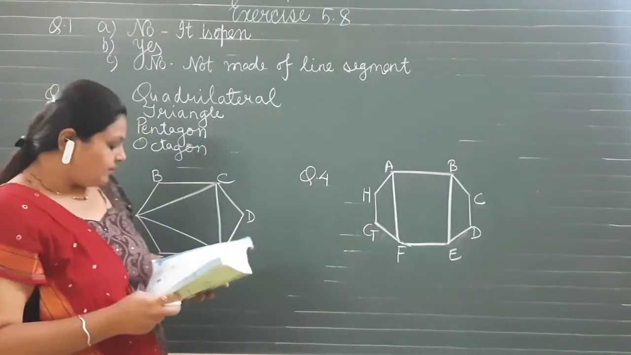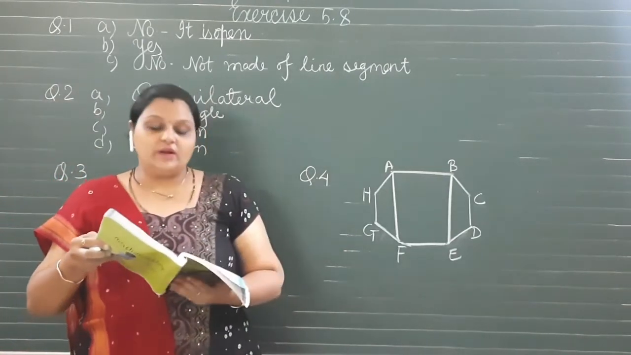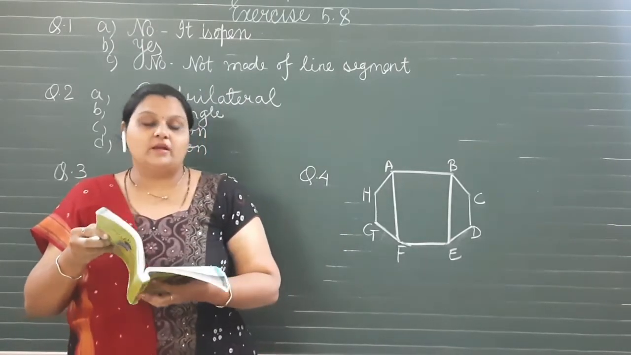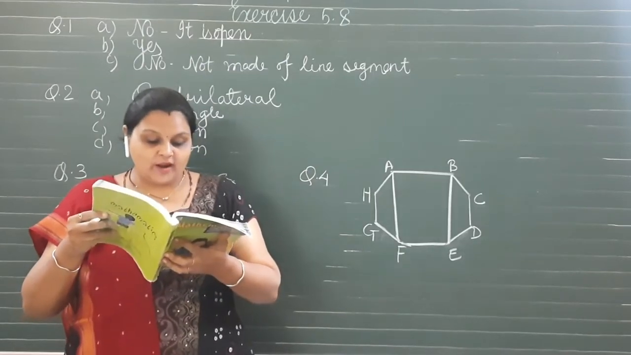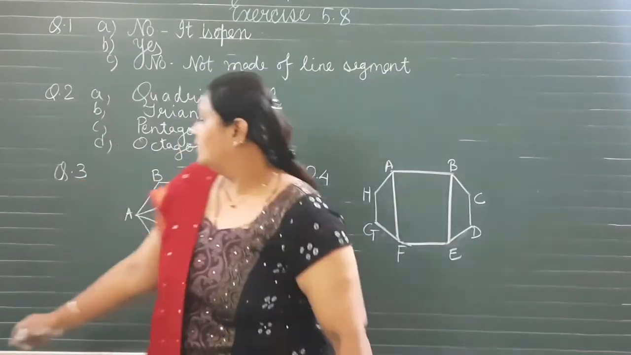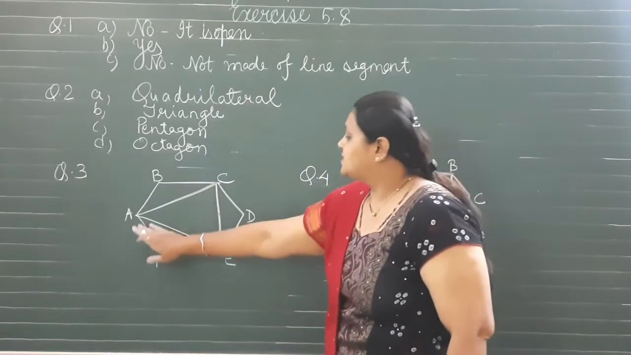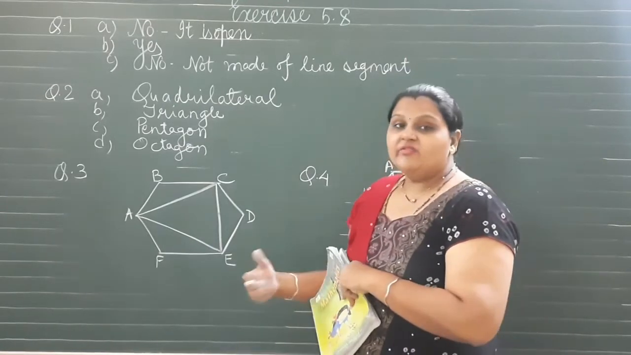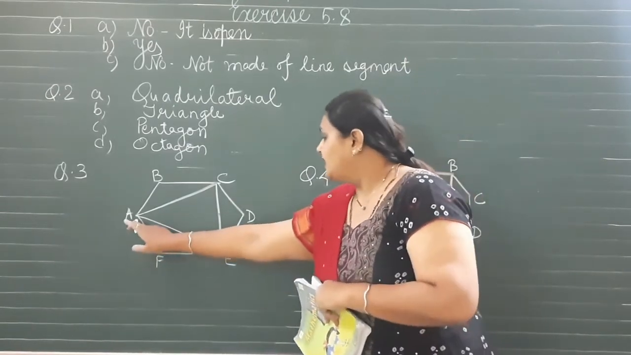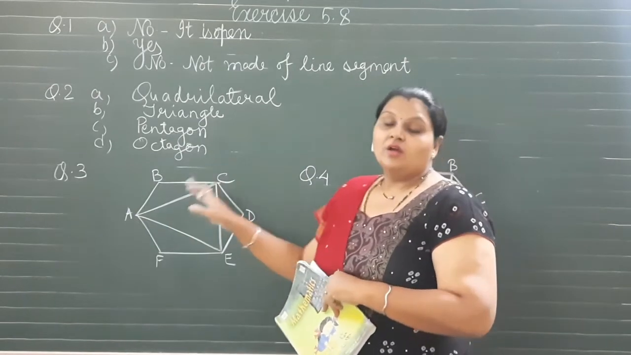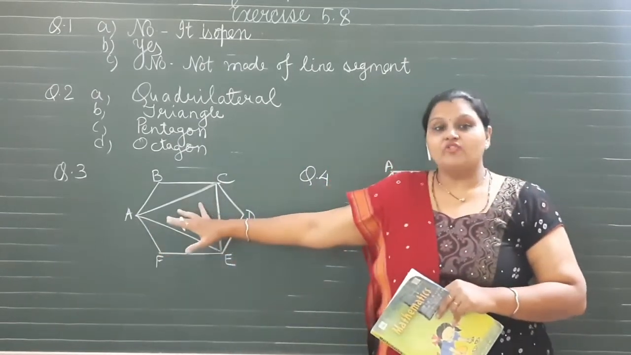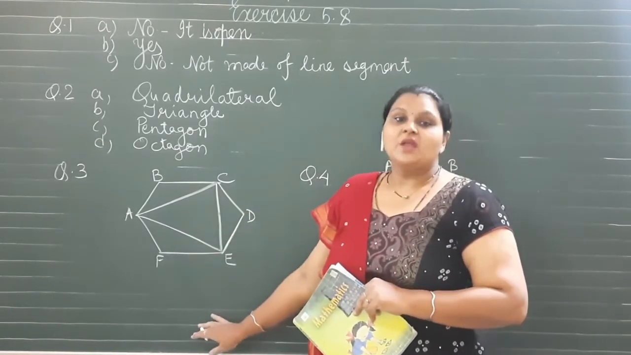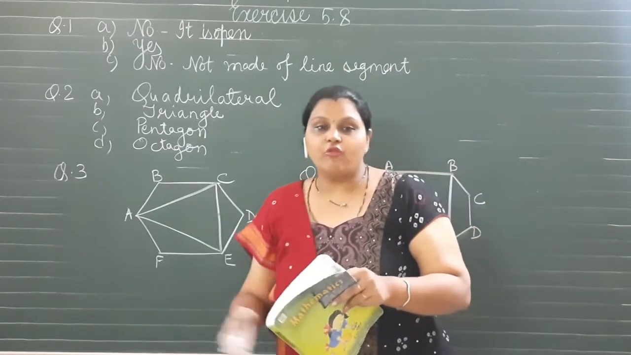Question number 3. Draw a rough sketch of a regular hexagon. By connecting any 3 points of its vertices, draw a triangle. Identify the type of the triangle we have drawn. Here, very first, this is a regular hexagon, and we join any 3 points. So here I have joined A, E and C, and we have a triangle. This triangle is equilateral. All the sides of this are the same. So an equilateral triangle can be formed.